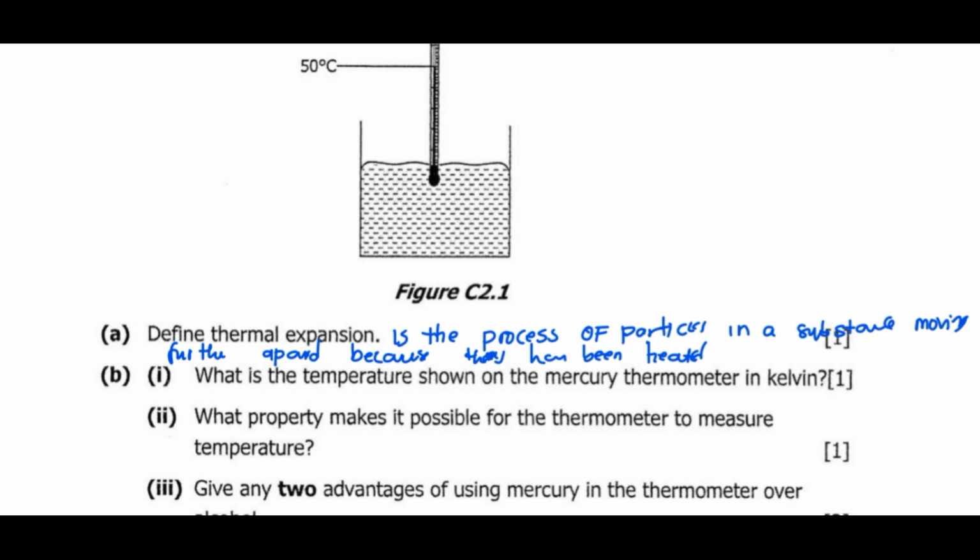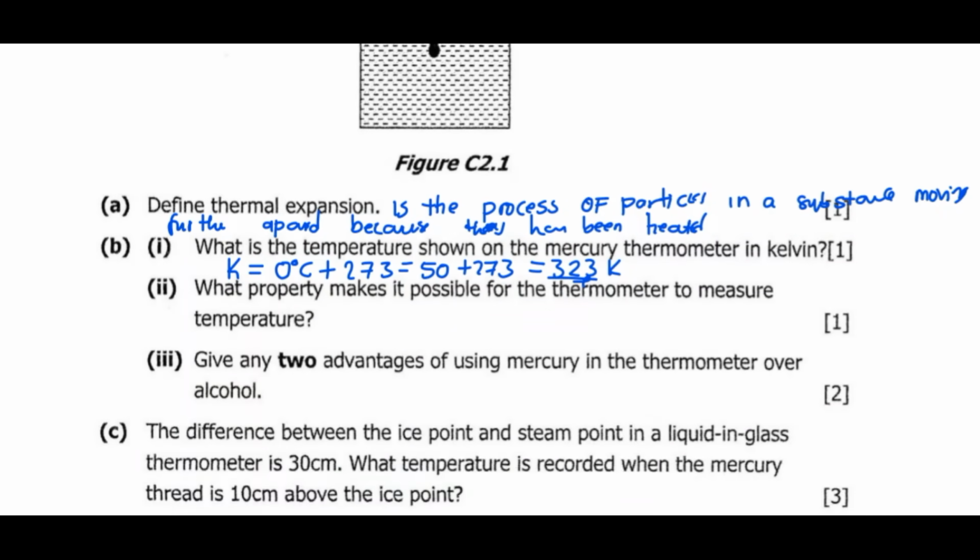Then for Roman number 1, what is the temperature shown on the mercury thermometer in Kelvin? We have the temperature in degrees Celsius, so what is the temperature in Kelvin? Temperature in Kelvin is temperature in degrees Celsius plus 273. So this is 50 plus 273, I'm getting 323 Kelvin as my answer. Whenever you are converting from degrees Celsius to Kelvin, you just add 273 to the given value.